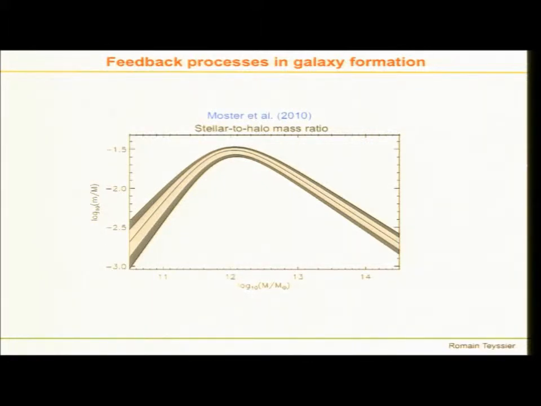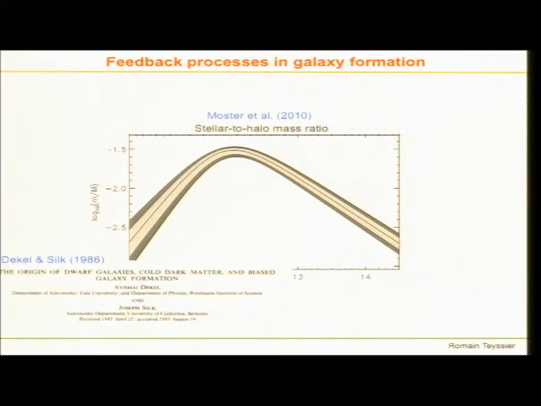And so in order to understand galaxy formation, we need to reproduce, of course, this so-called abundance matching curve, and that's the tricky thing we all work on. So it was proposed by Dekel and Silk, of course, to explain this low efficiency on small scale by stellar feedback, and more precisely supernovae feedback.